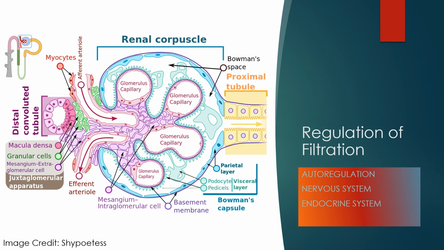Alright, epinephrine is going to decrease both the afferent and efferent arterioles, but the afferent more, so it's going to decrease the GFR. Norepi, same story. Afferent and efferent arterioles both affected, but the afferent's affected more, so the GFR is going to be decreased.